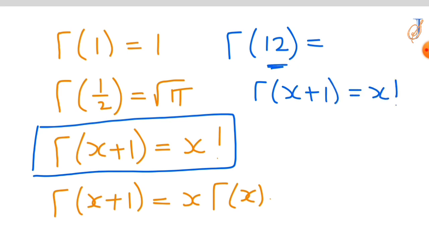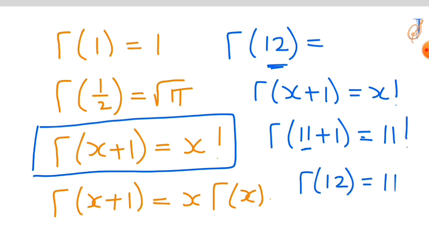So this 12 we can write in terms of x plus 1, that is 11 plus 1. Here x is 11, so that is equal to 11 factorial. So gamma of 12 is equal to 11 factorial. So like that you have to use the properties. And let's come to the question.